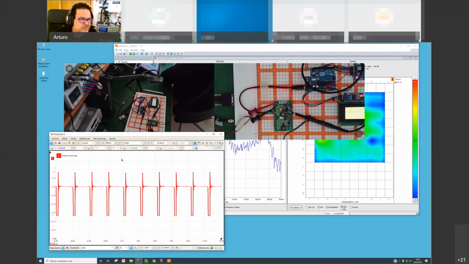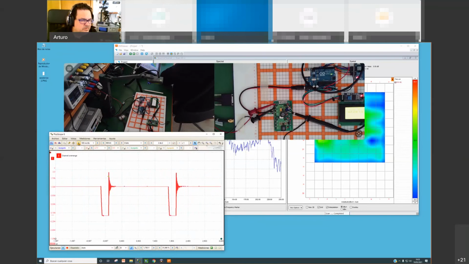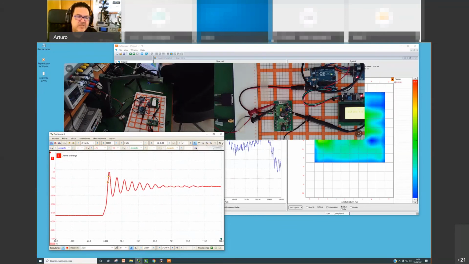If we go to less time per division, we see this ringing. This is because in this net of the circuit, I have inductance and capacitance, both of them typically parasitic, and there are no losses. So I have an underdamped situation when I excite the resonance with this step voltage function.